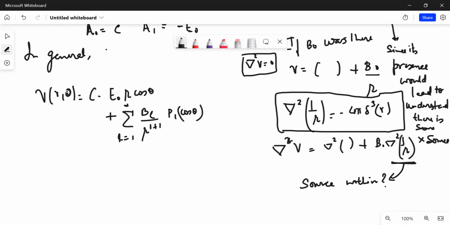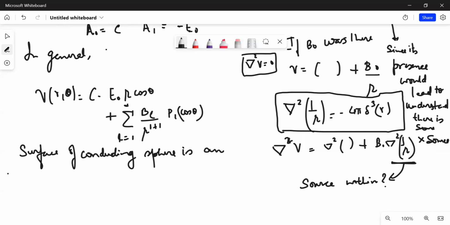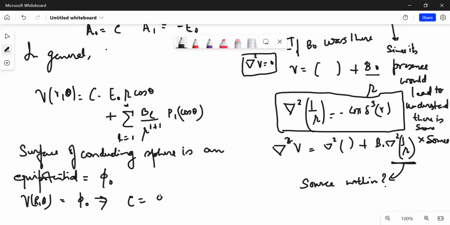Now, also one needs to see that the surface of the conducting sphere is an equipotential, and that equipotential is equal to phi naught. So if I write V of r comma theta and compare it with phi naught, what will I get? I will simply get C is equal to phi naught.